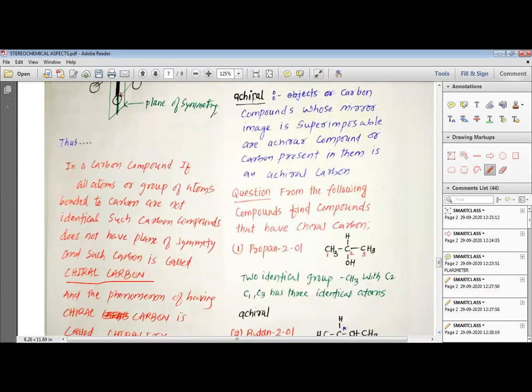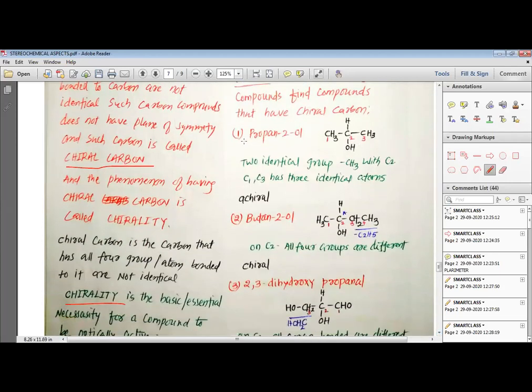What is the meaning of the word achiral? Carbon compounds whose mirror image is superimposable are achiral compounds, or the carbon present in them is an achiral carbon. So those compounds which do not possess chirality, which do not have a chiral carbon, are called achiral compounds or achiral carbon. Let's move forward, my dear students. Question: from the following compounds, find compounds that have chiral carbon.